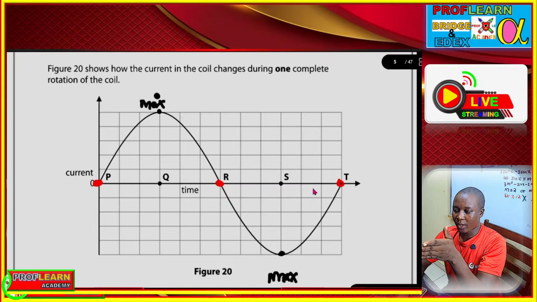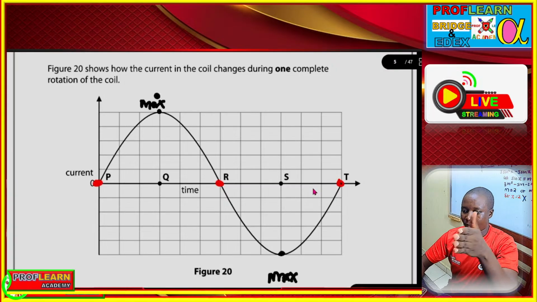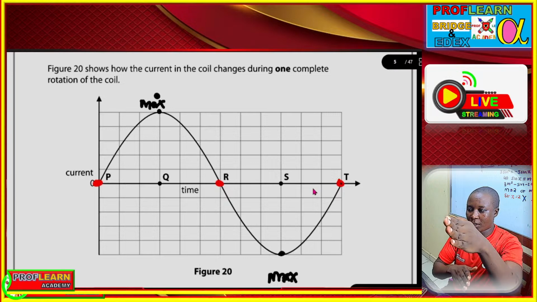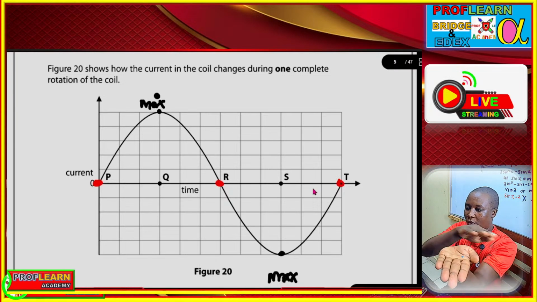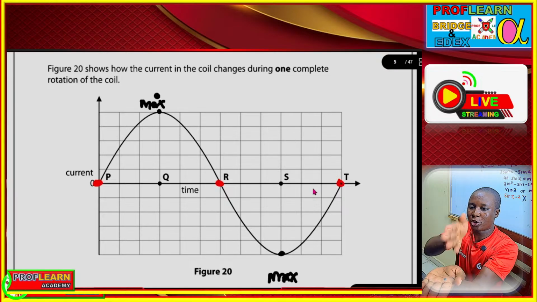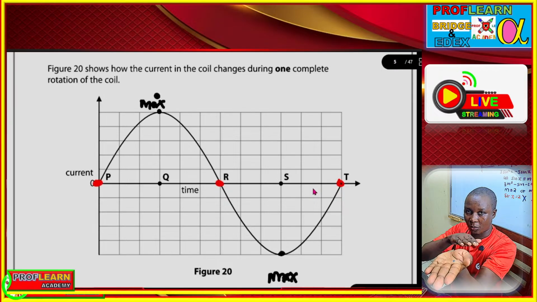So that's when it's vertical, so it will be rotating like that. But when it's horizontal this way, the field will be moving across that way. Then when it is rotating, the direction of motion of the conductor is going to be perpendicular to the fields which are across. So Q and S, the coil is horizontal. That's when it will be rotating like that.